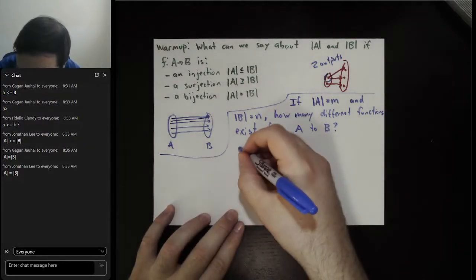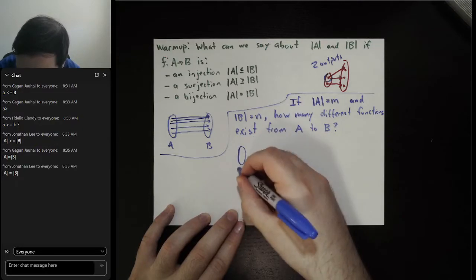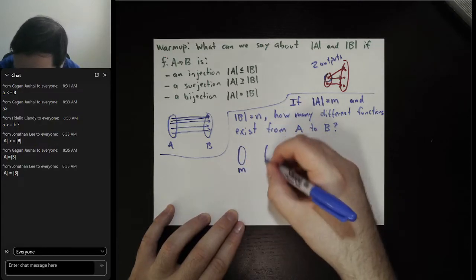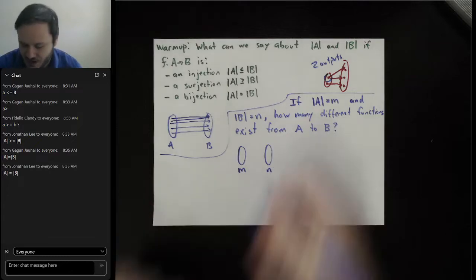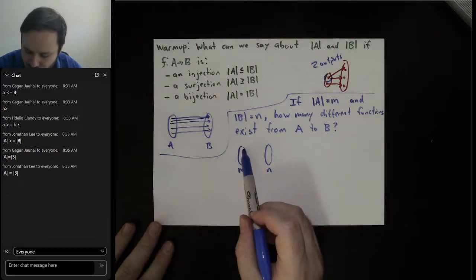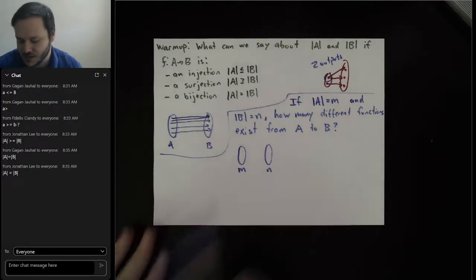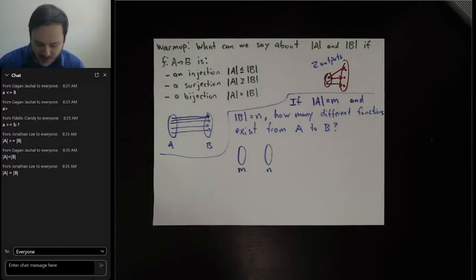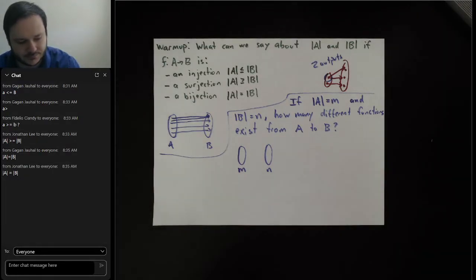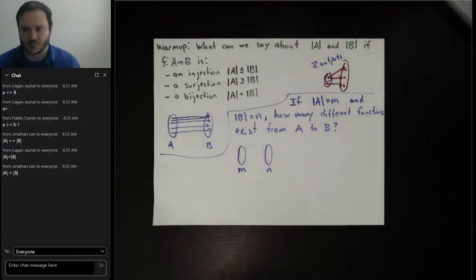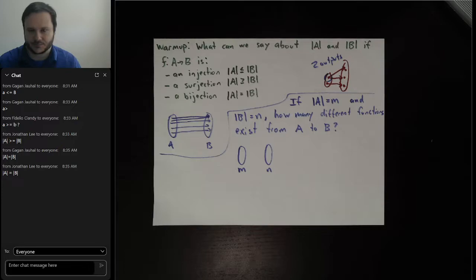So I've got m things over here, n things over here, and I have to draw an arrow from everything in A to something in B. How many different ways are there of doing it? M times n.